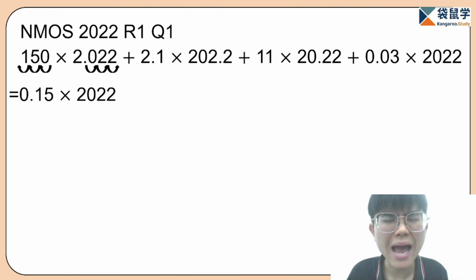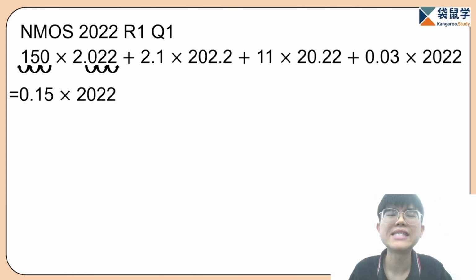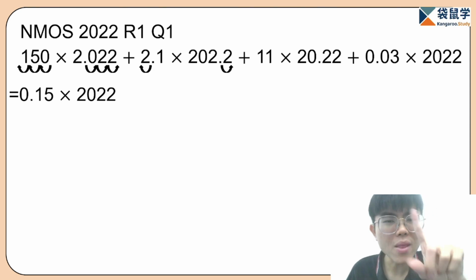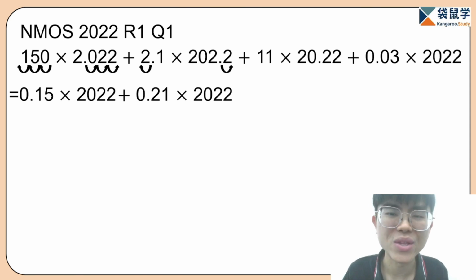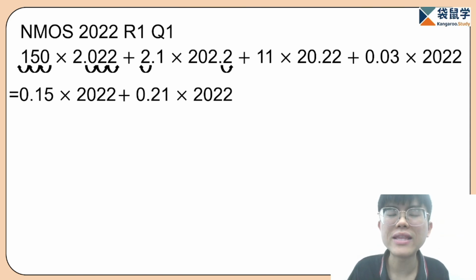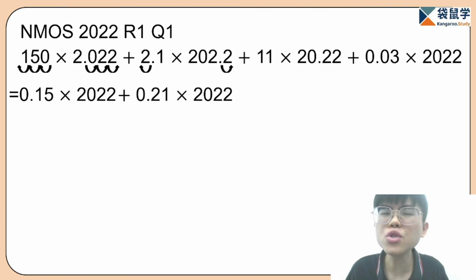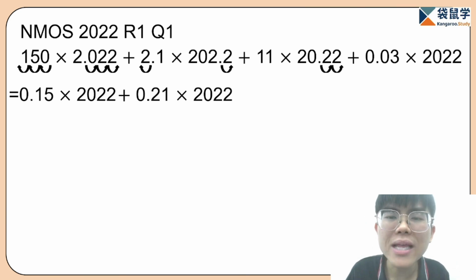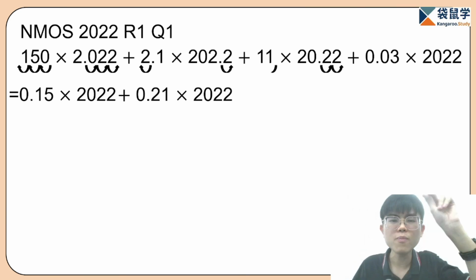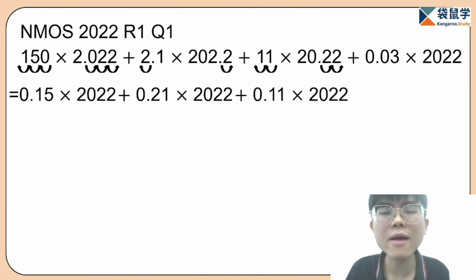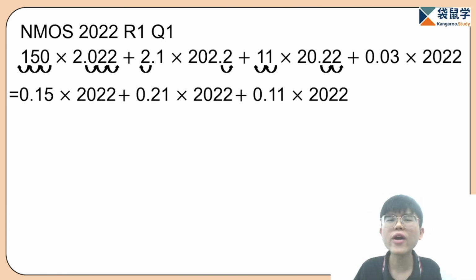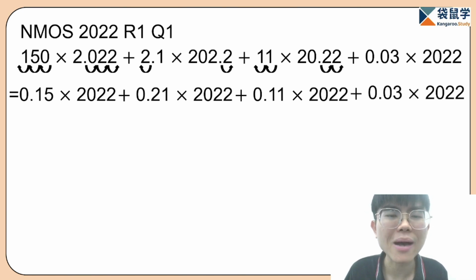Then for 2.1 times 202.2, we move the decimal point of 202.2 to the right by 1 place, and we move the decimal point of 2.1 to the left by 1 place. We will get 0.21 times 2022. Finally, we also move the decimal point of 20.22 to the right by 2 places, and then we move the decimal point of 11 to the left by also 2 places. Now you'll get 0.11 times 2022. And don't forget about the 0.03 times 2022.